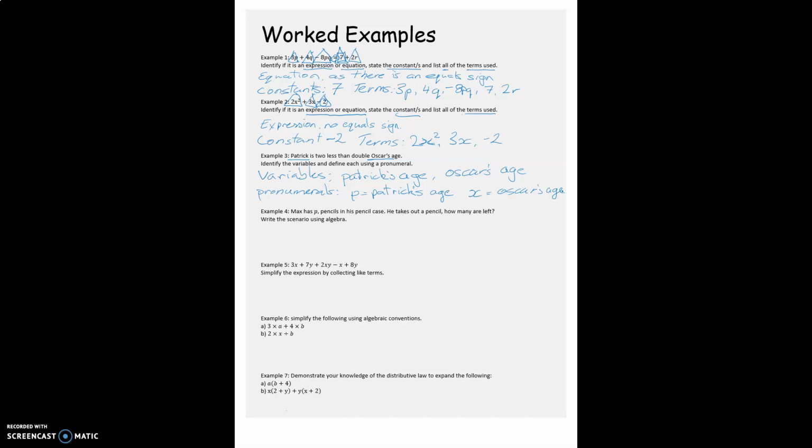Example 4. Max has P pencils in his pencil case. He takes out a pencil. How many are left? Write a scenario using algebra. Okay, so again, we need to think about all our conventions. So in this particular, we look for what sort of sign are we going to be using. So takes out would indicate a subtraction. How many left is probably the main part of the question. Okay, we might indicate that by L. And obviously our P equals our pencils.